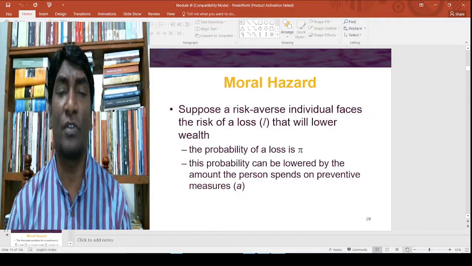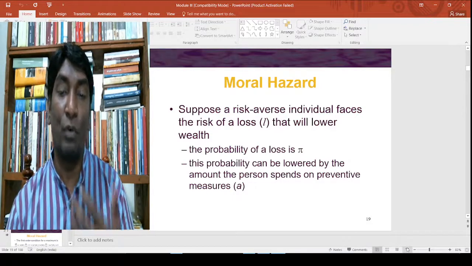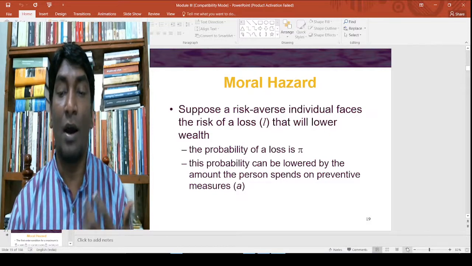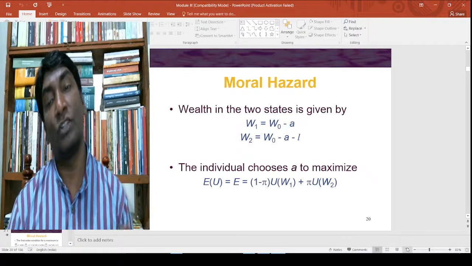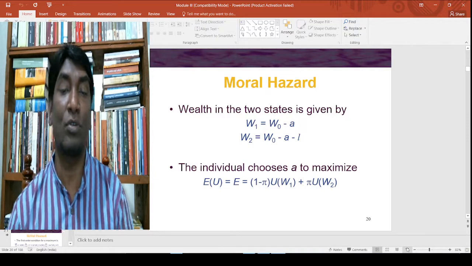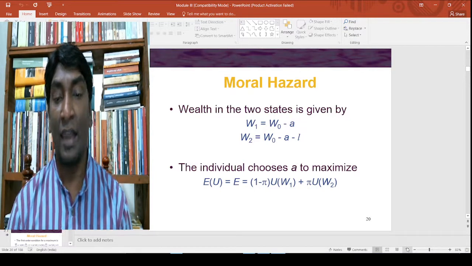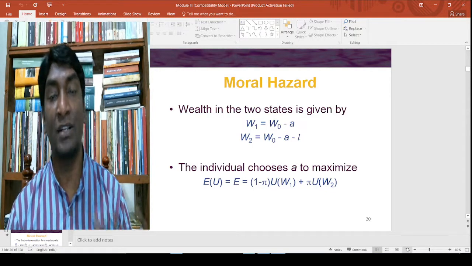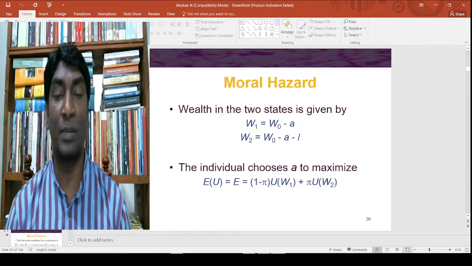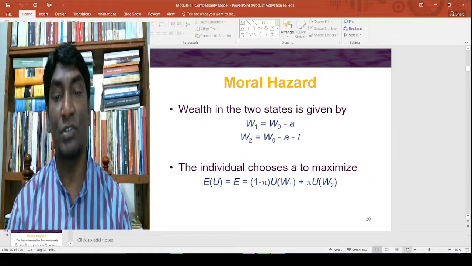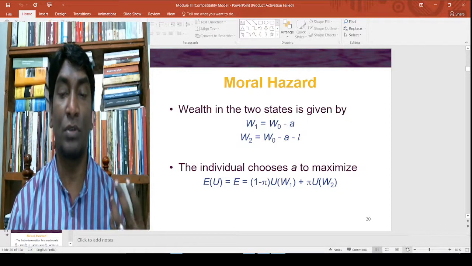Suppose a risk-averse individual faces the risk of a loss L that will lower wealth. The probability of loss is pi, and this probability can be lowered by the amount A that the person spends on preventive measures. Wealth in the two states is given by W1, which is equal to W0 minus A, and W2, which is equal to W0 minus A minus L. The individual chooses to maximize their expected utility by making the same calculation which we have done earlier. So you have an expected utility, which is equal to E, which is equal to (1 minus pi) times u(W1) plus pi times u(W2).